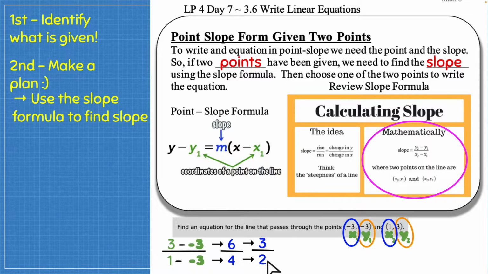All right, so we have our slope, and I have 2 points. That's 1 too many. I only need 1 point to write into this equation. So I'm just going to choose one of the 2 points. It does not matter which one of the 2 you choose.